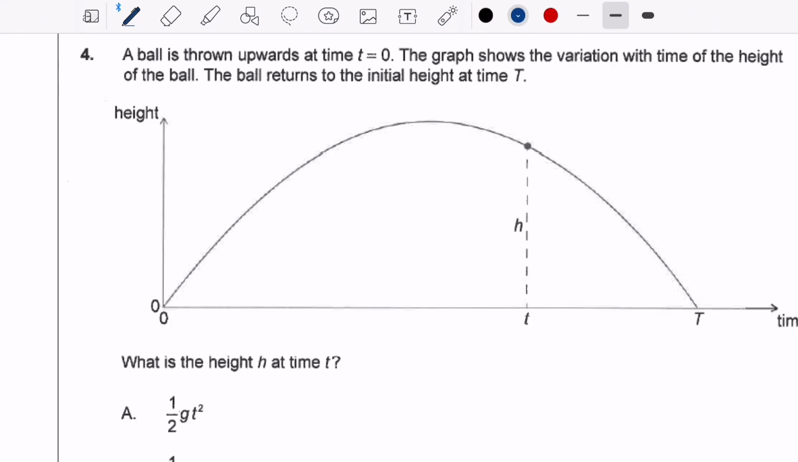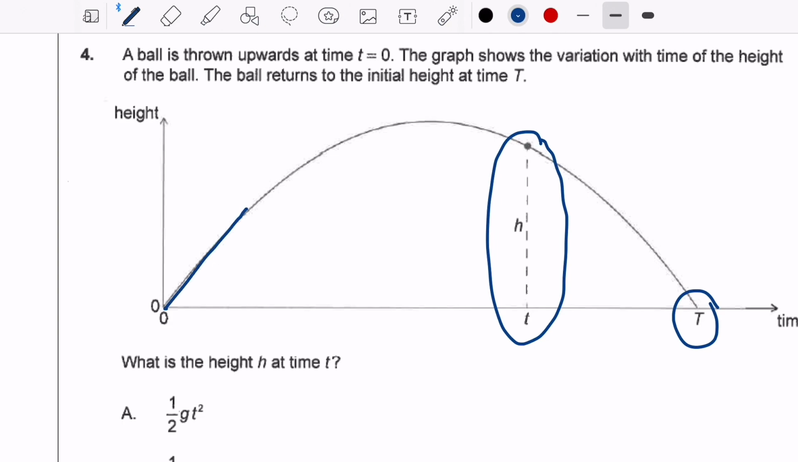Projectile motion: they want to know how much this height is. Time here is small t and total time is capital T. The problem is, in projectile motion, let's say this is u, and I can break this into two parts: one is horizontal velocity, one is vertical velocity. If this is theta, this is u cosine theta, and this is u sine theta.